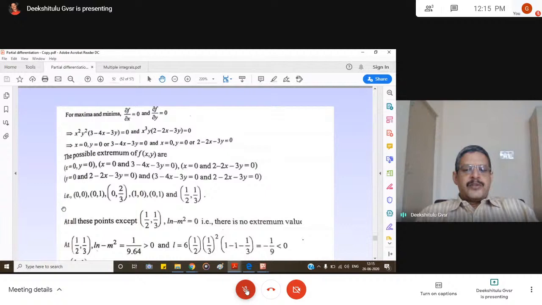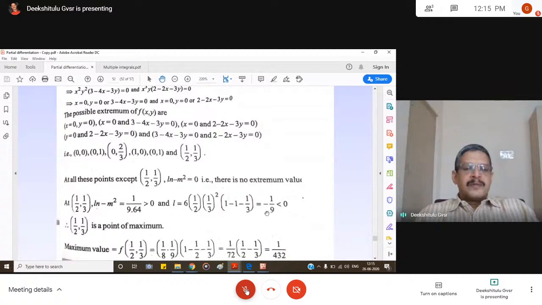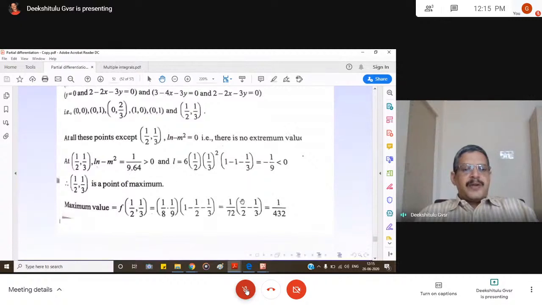Then we have to find which of these points gives a maximum or minimum value. So the reasonable thing is to find ln minus m square first at the different points. At all these points except (1 by 2, 1 by 3), ln minus m square is 0, so there is no extreme value there.